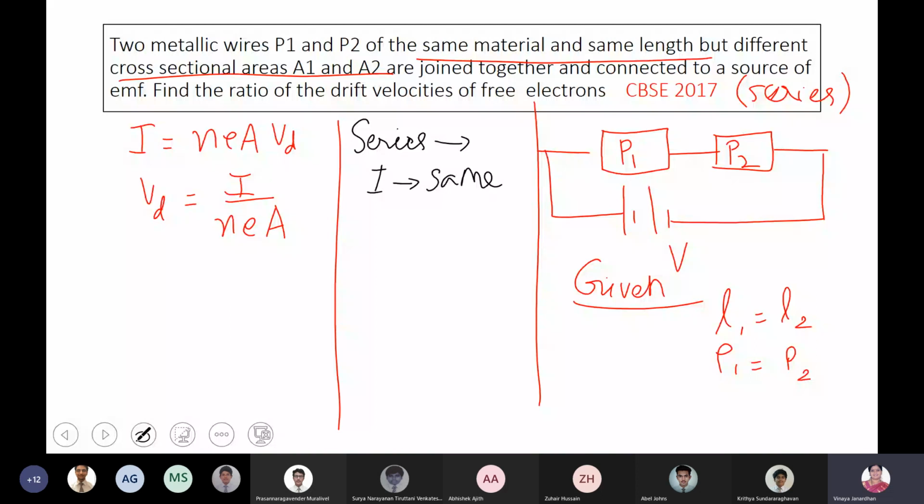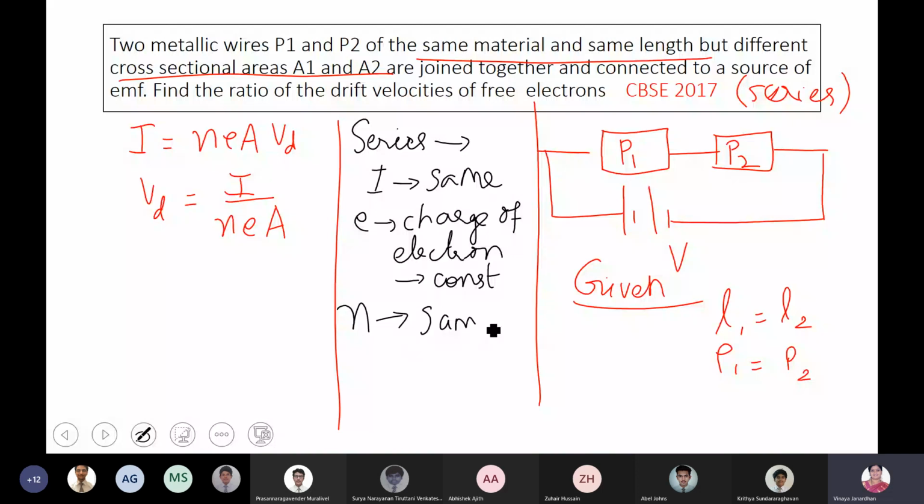Then what is same? E, charge of an electron, constant. Charge of electron, now this is a constant. Okay. Then N, what is N? Number of electrons per unit volume. That depends on the material of the wire. Same material. So the number of electrons per unit volume, same material means that is also a constant. Is that clear, boys?